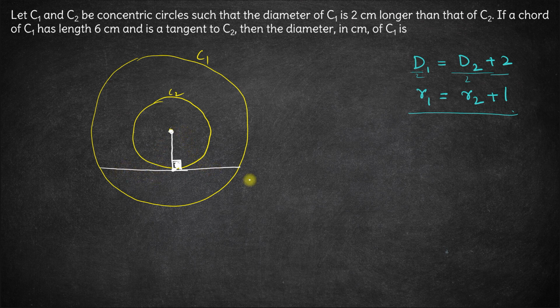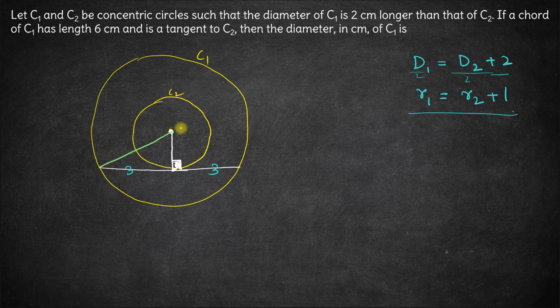Fine. Now if the length of this chord is 6 centimeter, we also know that if a perpendicular is drawn from the center to a chord, it bisects the chord. So if this whole is 6, this part will be 3 and this part will be 3. Fine. And now finally we have to figure out the diameter, as in the radius. So let's join this point with the center of the two circles.